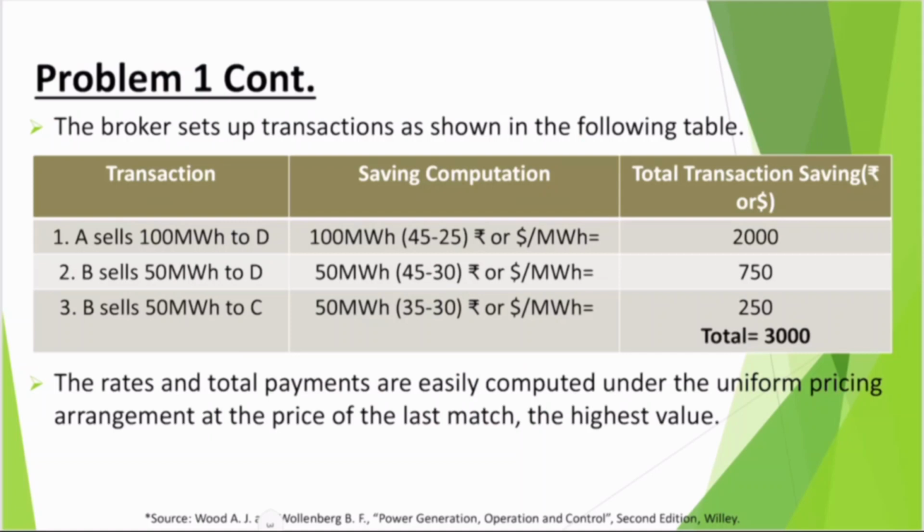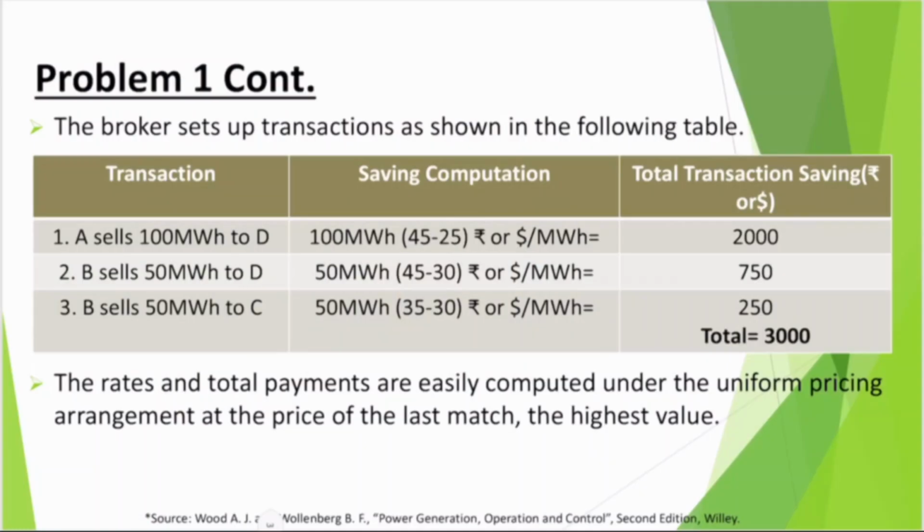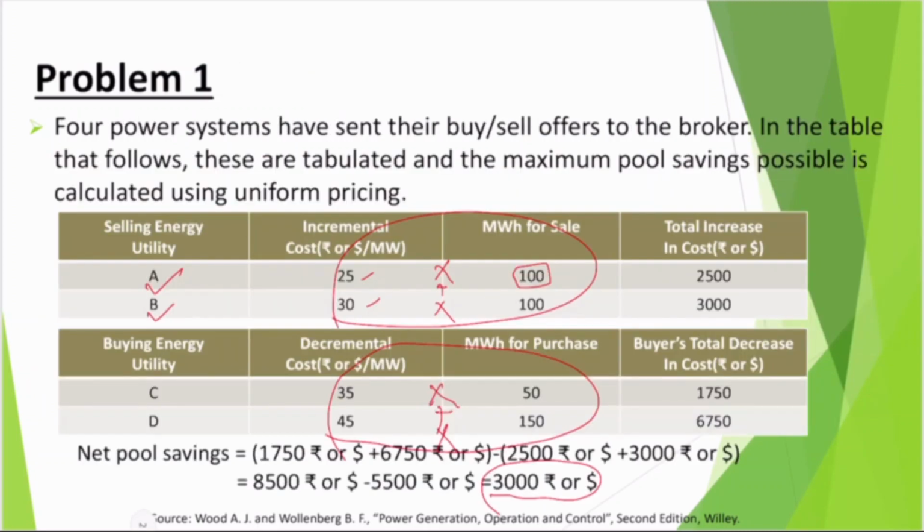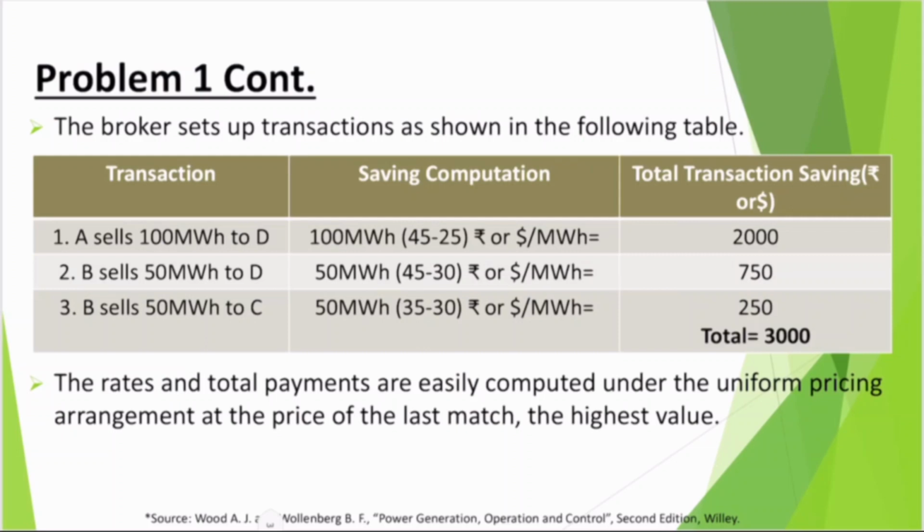Now one more interesting thing that we can also see. When you get this 3,000, the brokerage sets up the transaction in a different mechanism also. Now for this 200 megawatt hour, we can assume that A sells 100 megawatt hour to D, B sells 50 megawatt hour to D, and B sells 50 megawatt hour to C. That means, going back to the previous example, A is selling 100 megawatt hour to D.